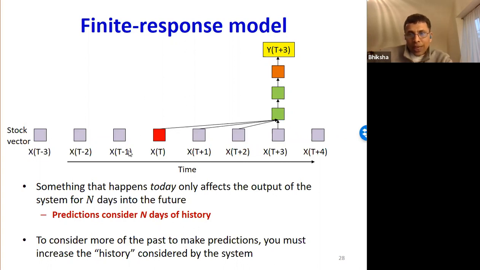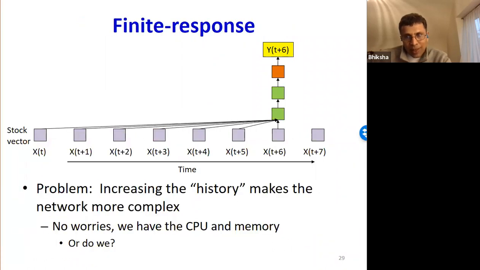Beyond that, the network does not respond to changes in x of t. So the amount of time for which the network responds to a change in the input is finite. So this is a finite response model. Now, if you want the network to consider longer periods of history, the way to do it here is to explicitly increase the history considered by the network.